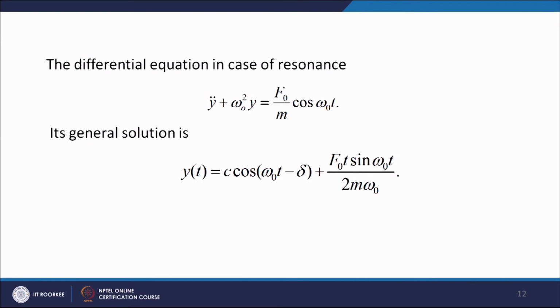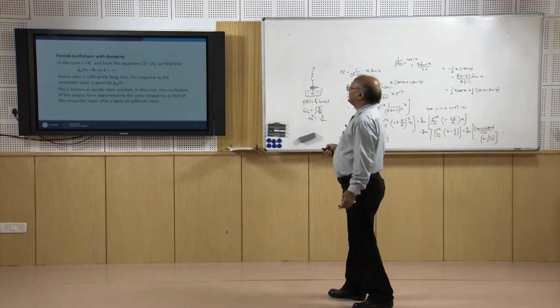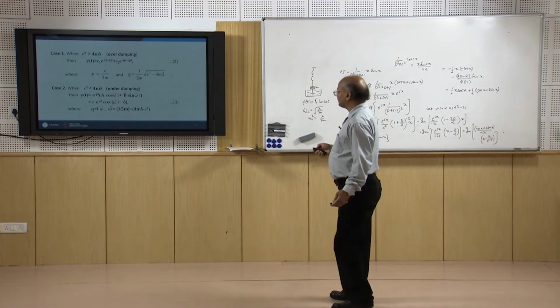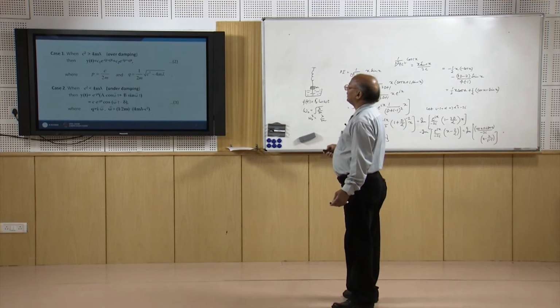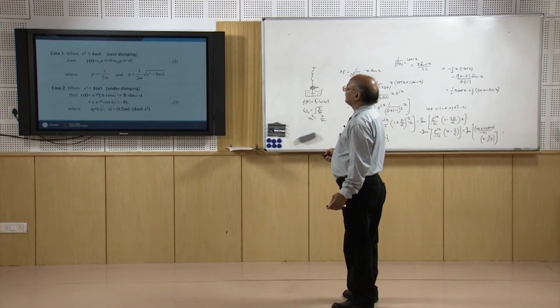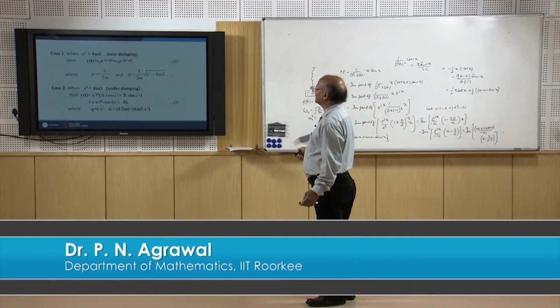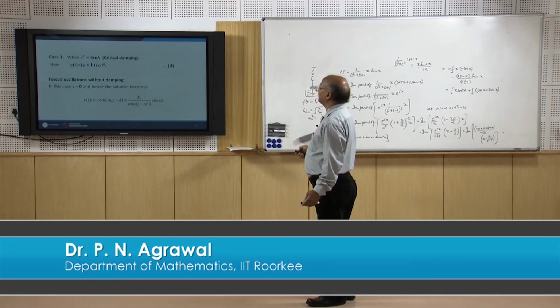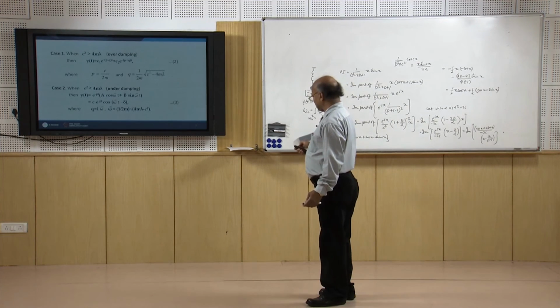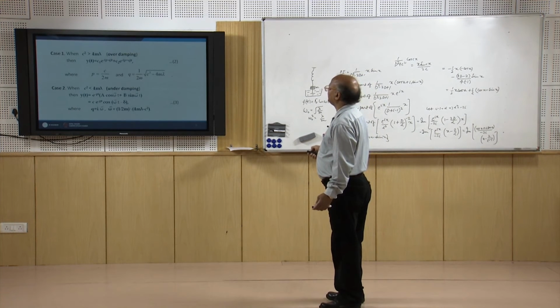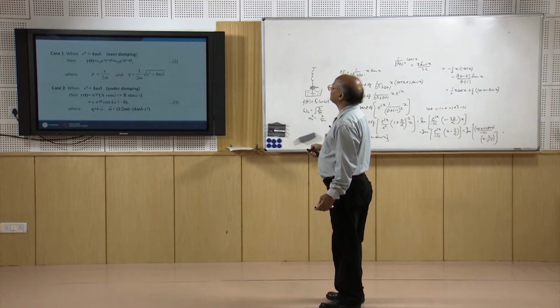Now forced oscillations with damping. So here in this case c will be positive, and let us look at the equations 2 to 4 here. So in this case, when damping is present, then there arise three cases corresponding to the discriminant: c² greater than 4mλ, c² less than 4mλ, then c² equal to 4mλ. In all the three cases you can see that y_h(t) tends to 0, because q is 1/2m times the square root of c² − 4mλ, so q is less than p, so this p − q is positive.